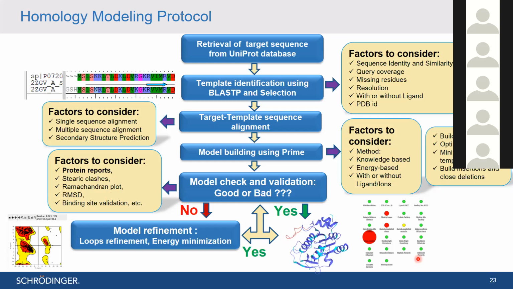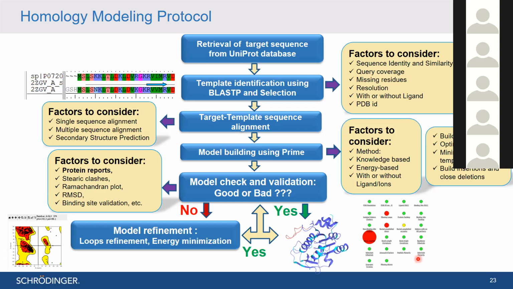Right. So the next question is, which is the better method, knowledge based or energy based? It depends on your requirement, on whatever information is available with you. The knowledge based method has its own significance when you have high sequence identity or high sequence similarity. The knowledge based method works better. But if you have low sequence identity and similarity, in that case, you need to go for the energy based method.